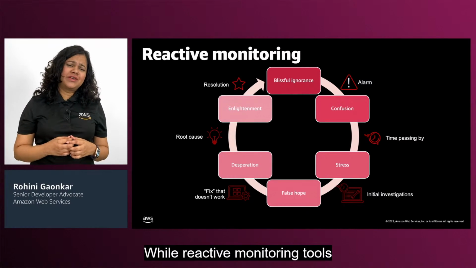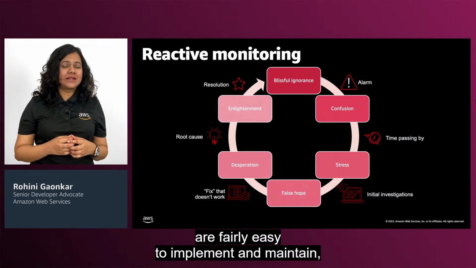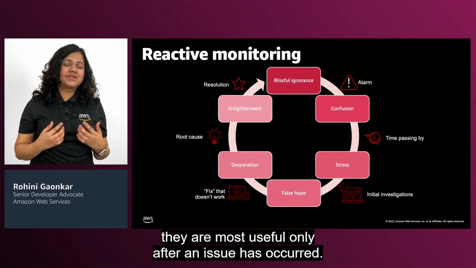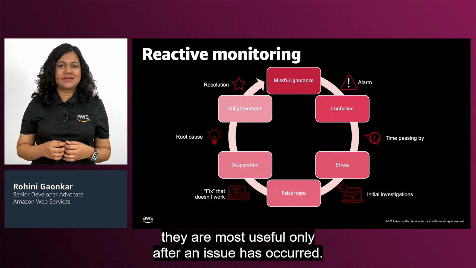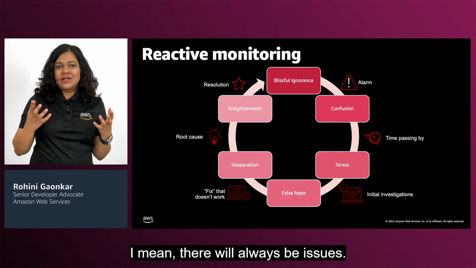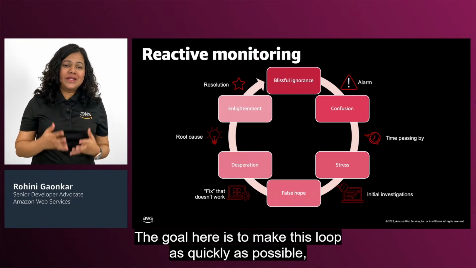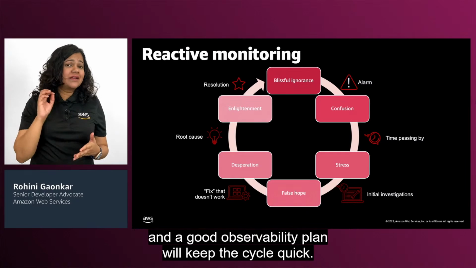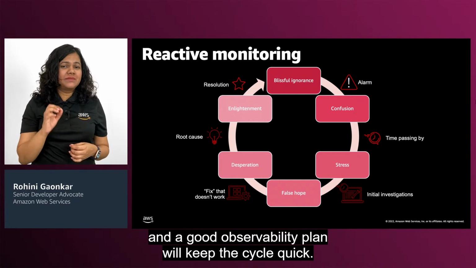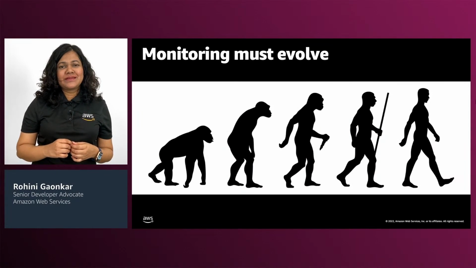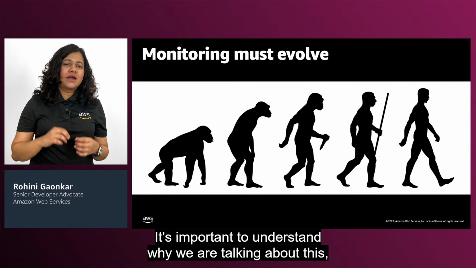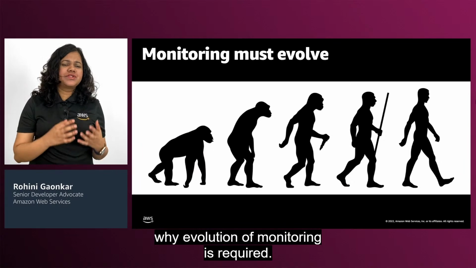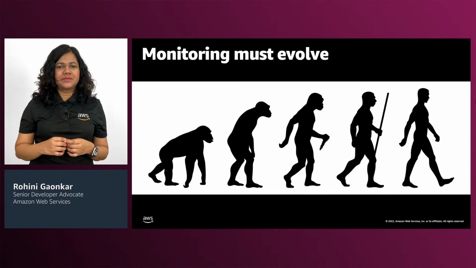While reactive monitoring tools are fairly easy to implement and maintain, they are most useful only after an issue has occurred. There will always be issues. The goal here is to make this loop as quick as possible, and a good observability plan will keep the cycle quick. It's important to understand why we are talking about this, why evolution of monitoring is required.